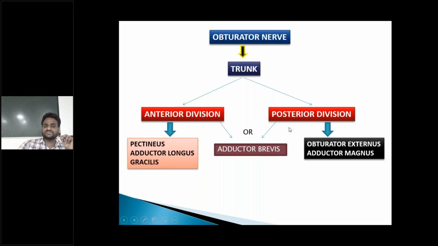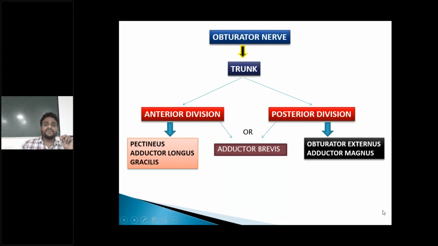Posterior division is behind the adductor. What are the branches of the anterior division? Muscular branches, to the pectineus and gracilis. Posterior division branches: obturator externus, and the adductor magnus. Very good. Then what is the nerve supply of the adductor brevis? It is supplied by either the anterior division or the posterior, any one of them. Okay.